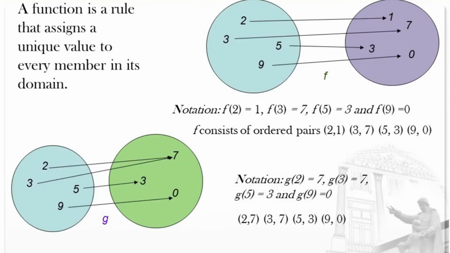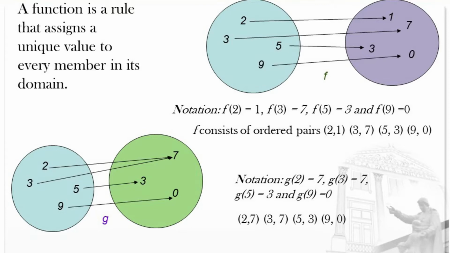A function is a rule that assigns a unique value to every member in its domain. So that's the illustration of a function. Again, a function is a rule that assigns a unique value to every member in its domain. So notation: f of 2 will be equal to 1 based on the illustration. f of 3 will be equal to 7. f of 5 is 3, then f of 9 is 0. So the function consists of ordered pairs. What are those ordered pairs? We have (2, 1), (3, 7), (5, 3), and (9, 0).